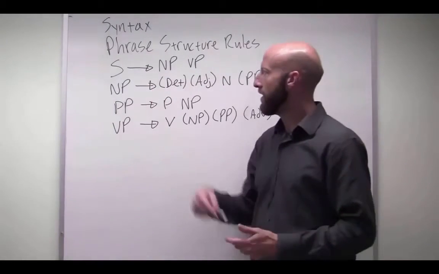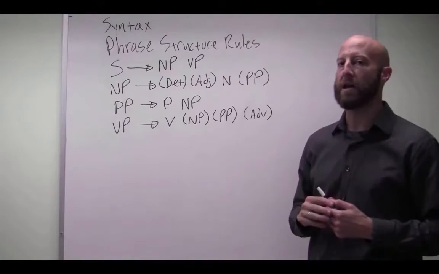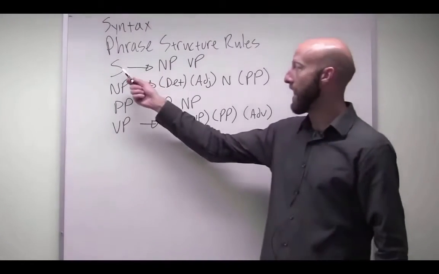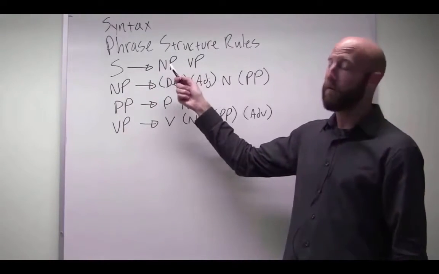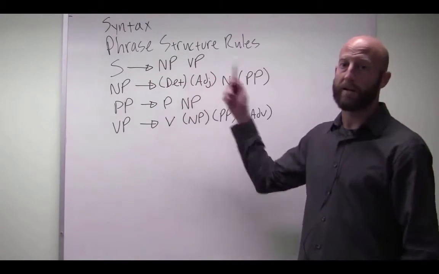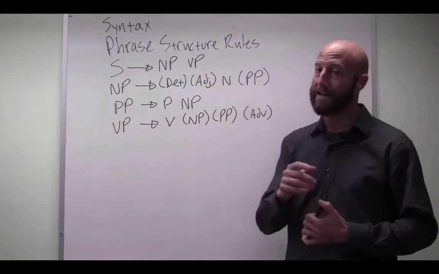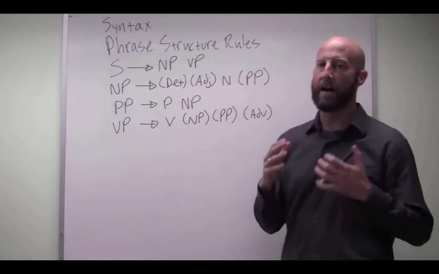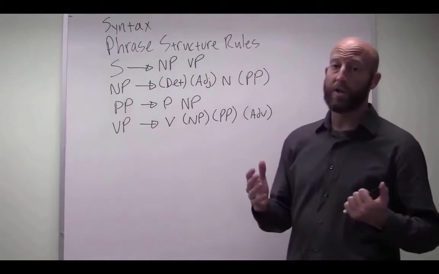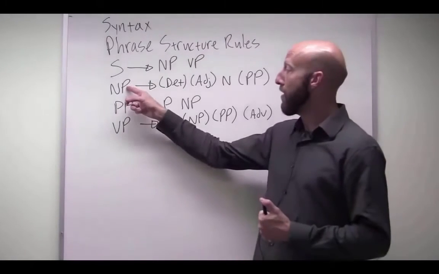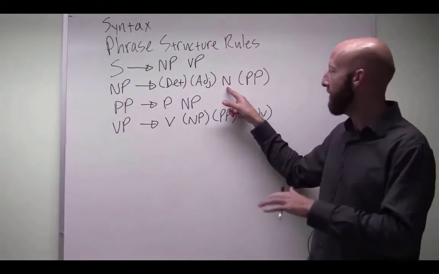So the first one is S, arrow NP VP. That basically is shorthand that linguists use to say that an S, or a sentence, consists of a noun phrase and a verb phrase. You have to have both the noun phrase followed by the verb phrase in that order in English to have a well-formed, acceptable sentence. So what goes into a noun phrase, you may ask? Well, a noun phrase consists of a noun, minimally. You have to have a noun.